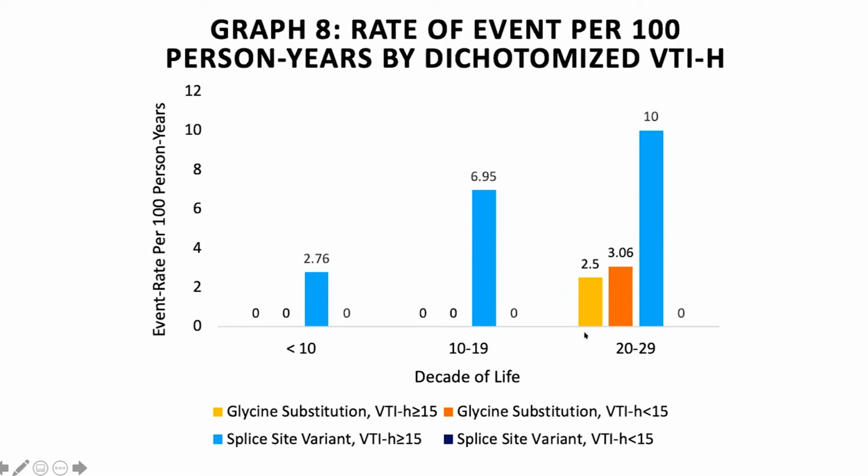One thing to note here is that the event rate among the low VTI group is slightly higher than that of the high group when we're looking only at those with glycine variants. Something to note, but again, this is something ongoing that we hope to look more closely at.